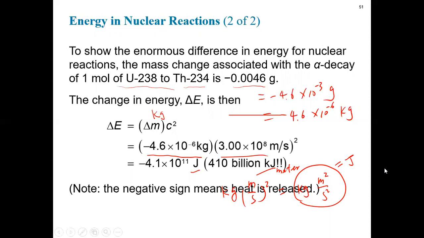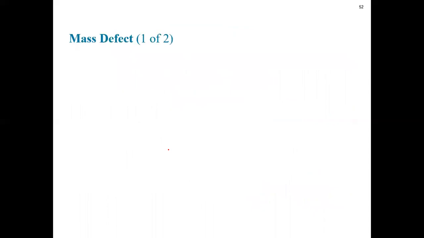Also, the negative sign means energy is emitted. As we studied in chapter 6, by convention, if we absorb energy it is plus, and if we emit or release energy it is negative. So this mass loss, or mass defect, is where we get the energy from a nuclear power plant or nuclear weapons.